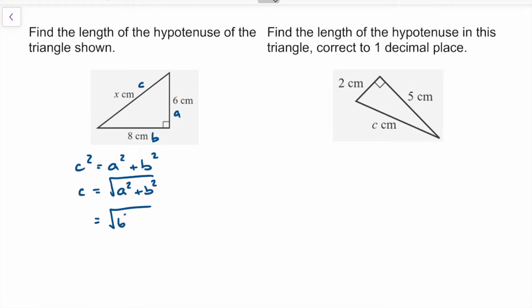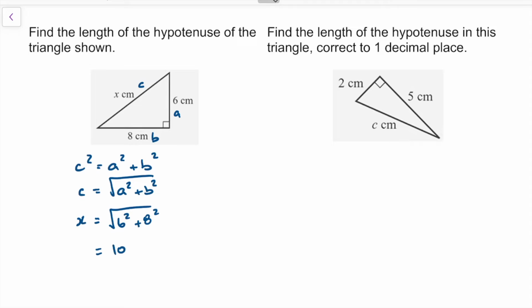So now I'm going to have 6 squared plus 8 squared, and I chuck that into my calculator, and I will get 10. That's it. X equals 10. So I might even pop in the x there, just so that I know that I'm actually finding x. Pretty simple, and it's only because 6 squared is 36, 8 squared being 64. Add those together, you get 100, square root of 100 is 10.